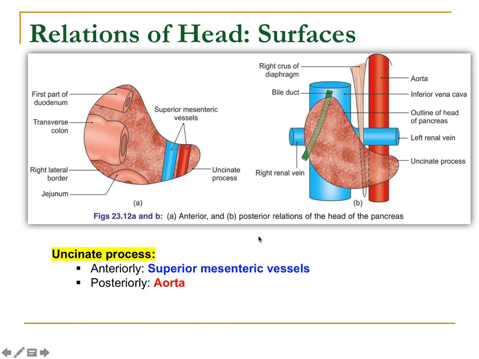The main important process that is present here in the pancreas is the uncinate process, and in the uncinate process you will find the superior mesenteric vessels anteriorly, and if you see behind, you will find the aorta.